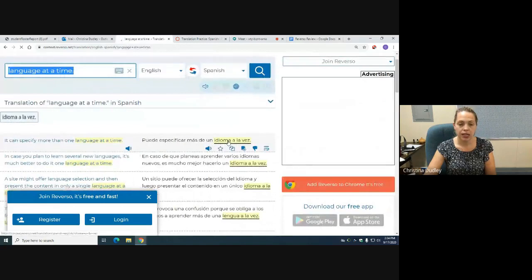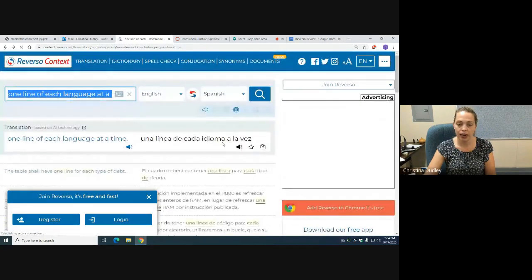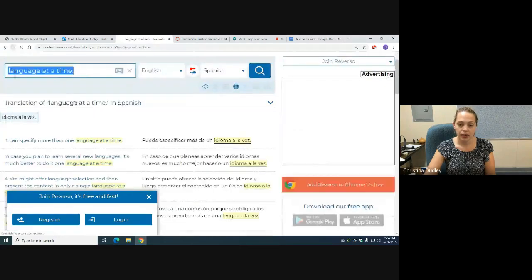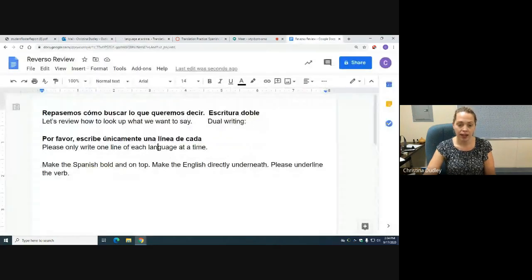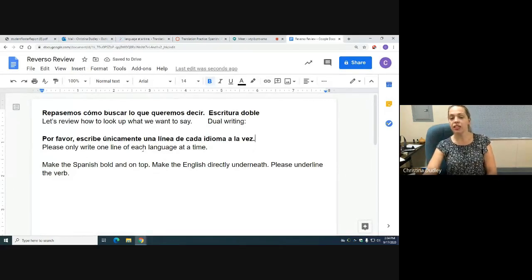Okay, language at a time, and that is what it gave us in the translation too. Idioma a la vez. So let's go back. Idioma a la vez. I think I can trust that one, right? It's used 3 times. So I copy that, and now I've got that one. Okay, so please only write 1 line of each language at a time.